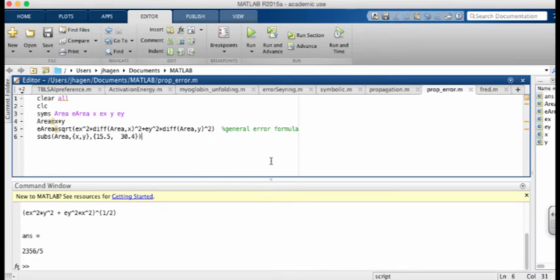So we'll go ahead and run the script, and we can see that it plugged in the numbers and we get this. And this is probably not what we were looking for. Usually we're looking for a decimal approximation, but we didn't tell MATLAB that's what we wanted, so it gave us the exact answer. If we want a decimal approximation, we have to tell it that.